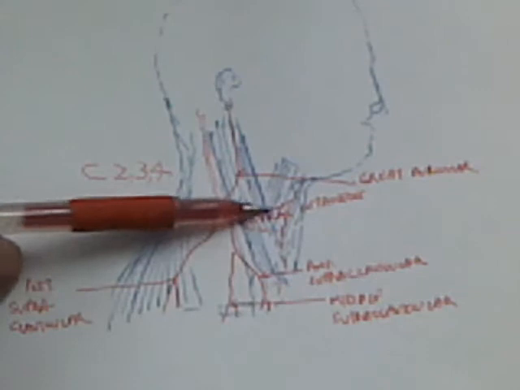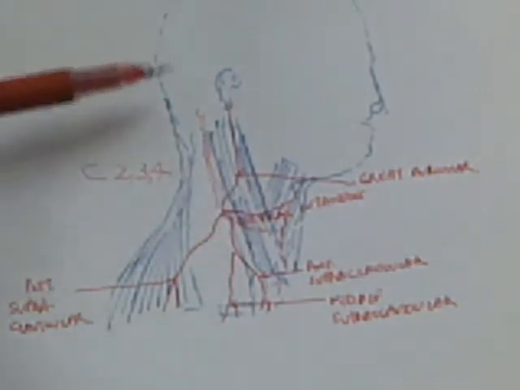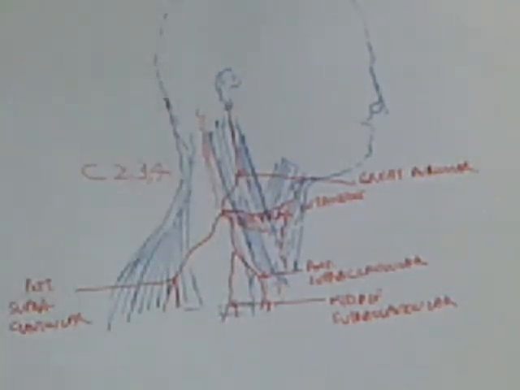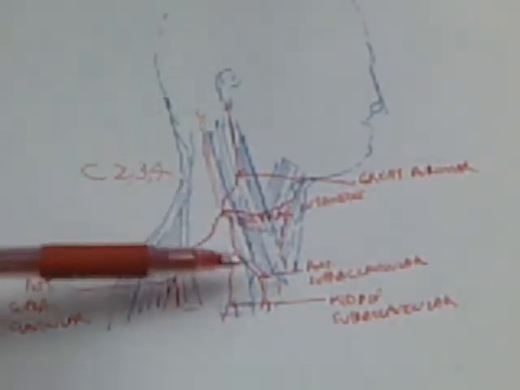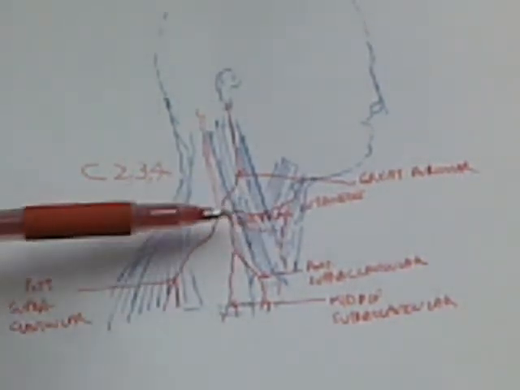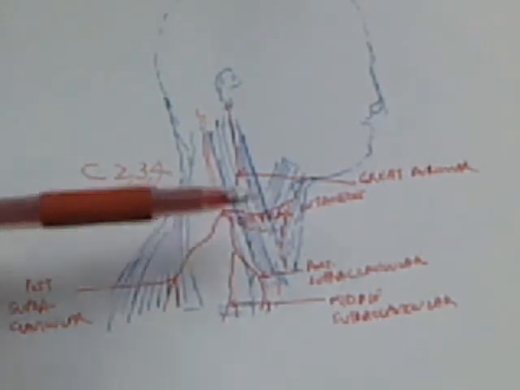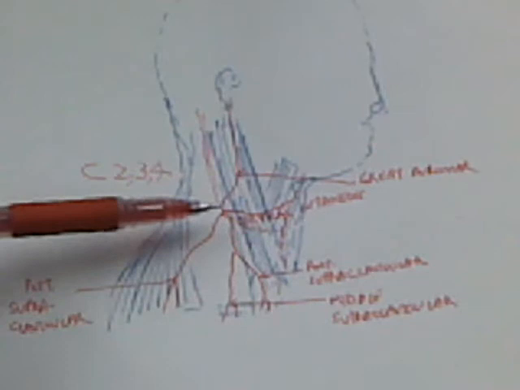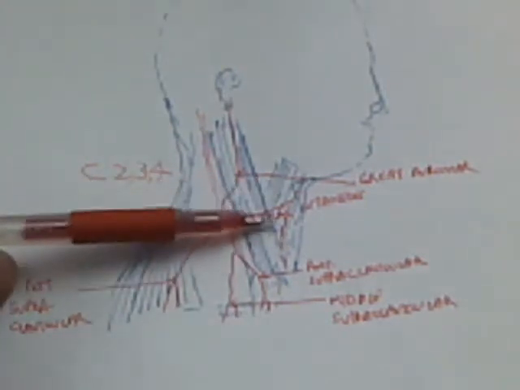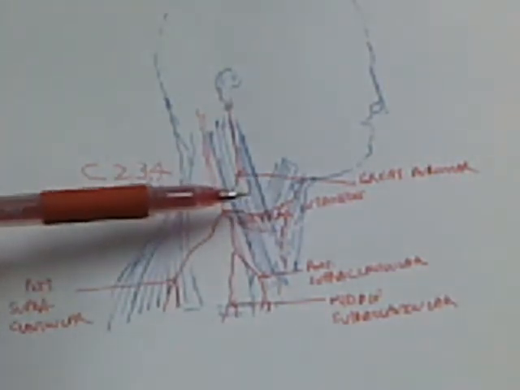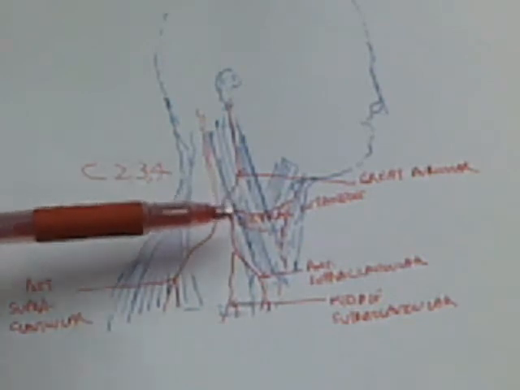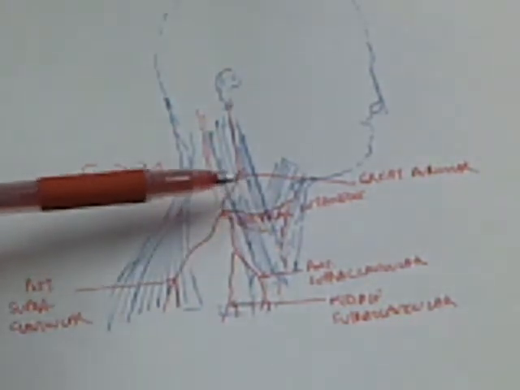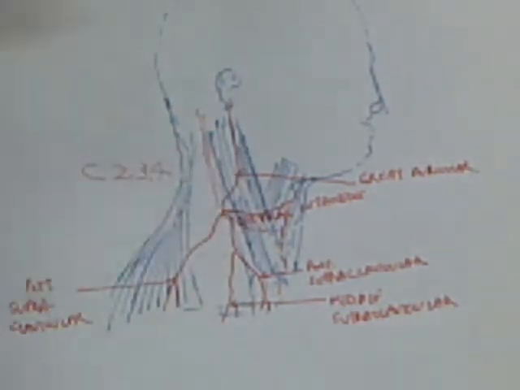Here it is dividing beneath the platysma into an ascending and a descending branch, which are distributed to the anterolateral parts of the neck. So like the anterior cutaneous, this transverse cutaneous nerve also divides into ascending and descending branches beneath the platysma, and these supply the skin of the anterolateral part of the neck.